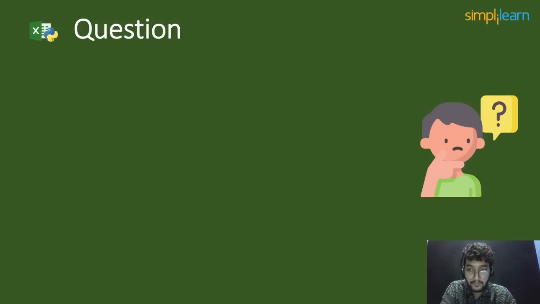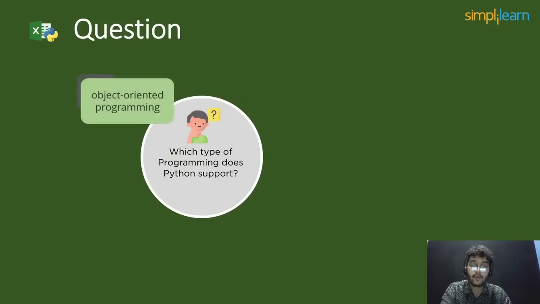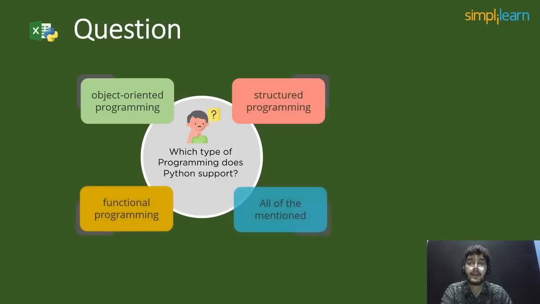So the question is, which type of programming does Python support? Option A, object-oriented programming. Option B, structured programming. Option C, functional programming. And option D, all of the mentioned.